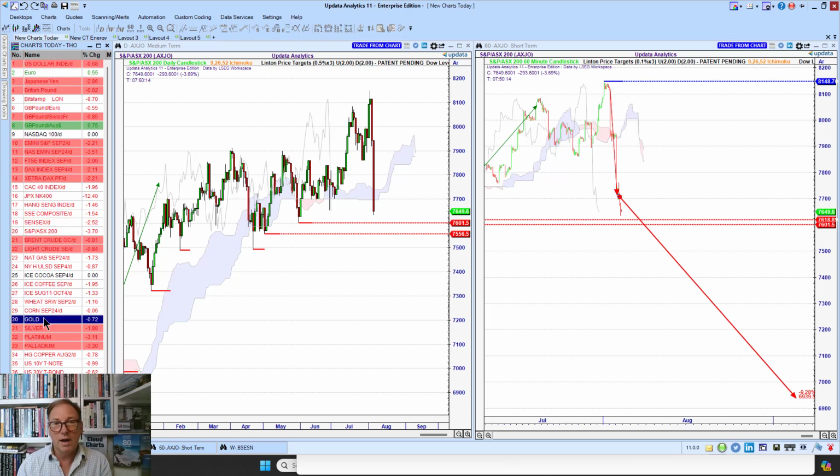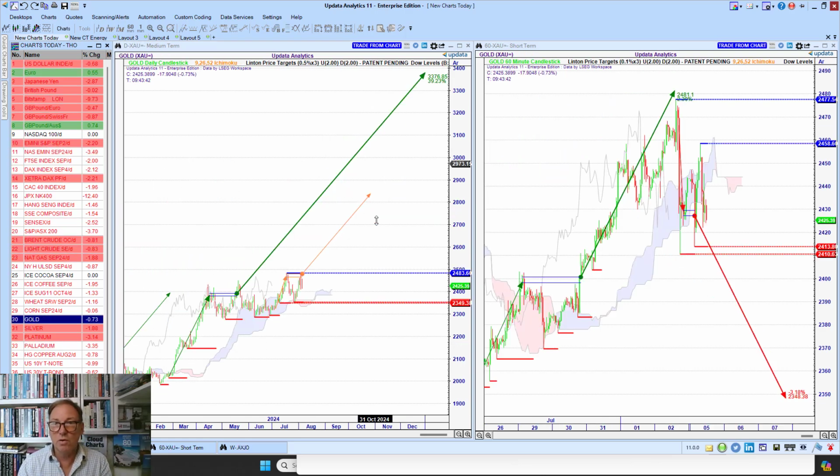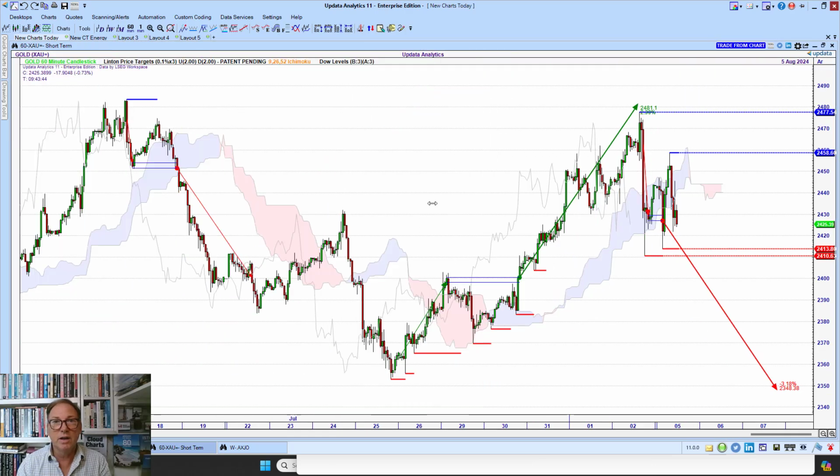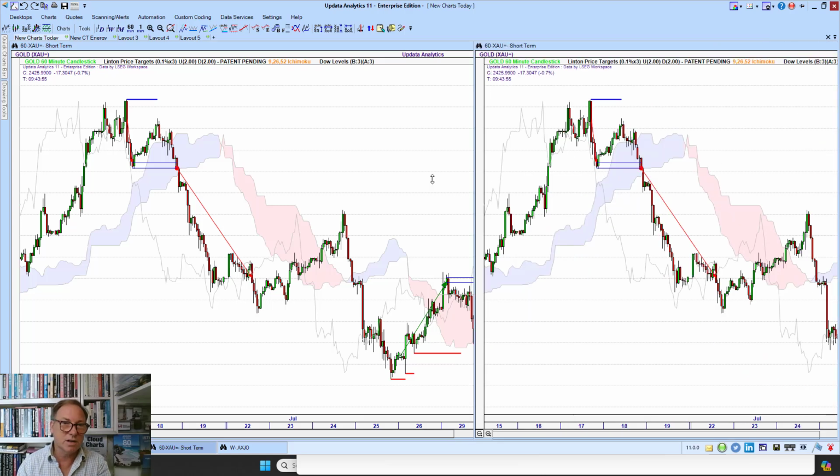Looking at gold, gold's actually long-term, of course, looking bullish. But if we look at the short-term chart, upside target was given back on the 29th of July. This is a 60-minute chart. Met. New downside target given. You just can't ignore the target, so keep an eye on those targets.